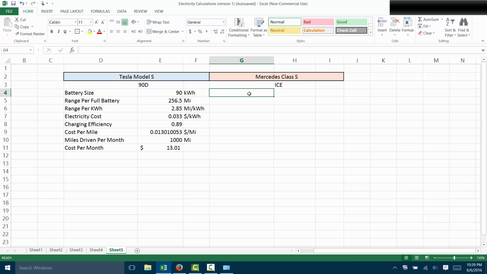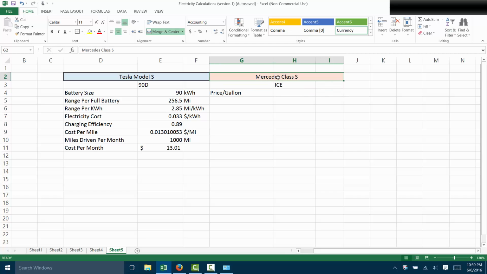So the parameters that we want for the gas car will probably be a little bit more familiar. And what we're going to do for it is price per gallon. That changes all the time. But the price per gallon for an ICE, if you're actually trying to think whether you want to buy a Tesla or a car that is within the same class, a Mercedes Class S, for example, it's likely going to use premium gas.